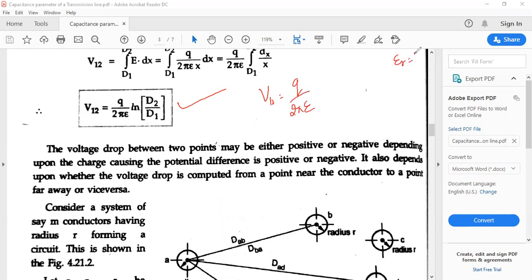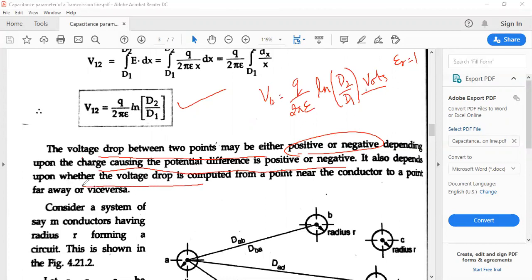So epsilon R will be equal to 1 ln of D2 divided by D1, in volts. The voltage drop between 2 points may be either positive or negative. I just told you, if there is a voltage rise, it will be from P2 to P1, and if there is a voltage drop, it is from P1 to P2. So depending on the charge causing the potential difference to be positive or negative, it also depends on one more factor: whether the voltage drop is computed from a point near the conductor to a point far away, or the vice versa concept there.